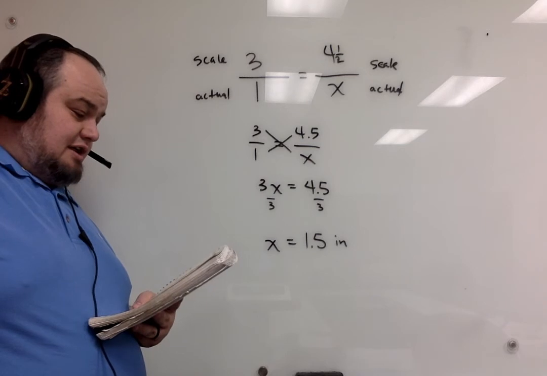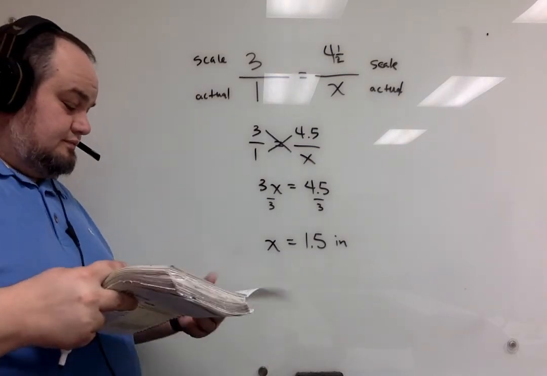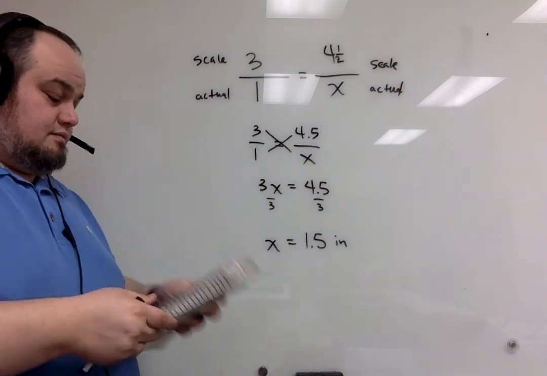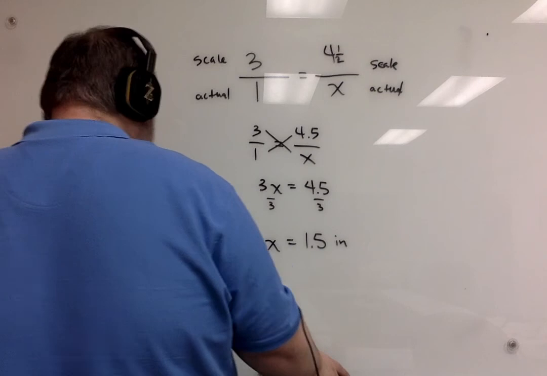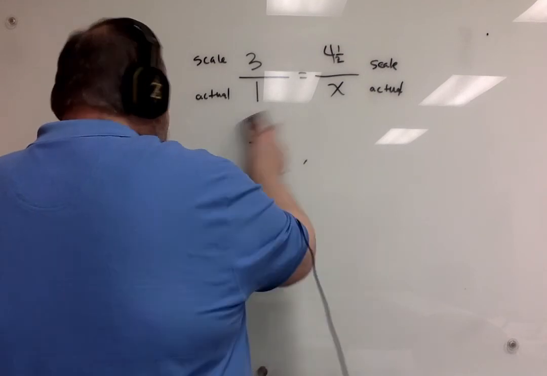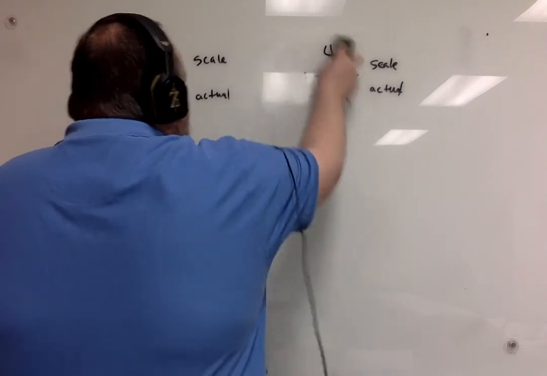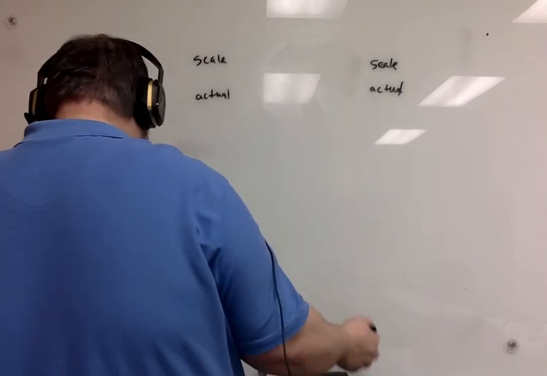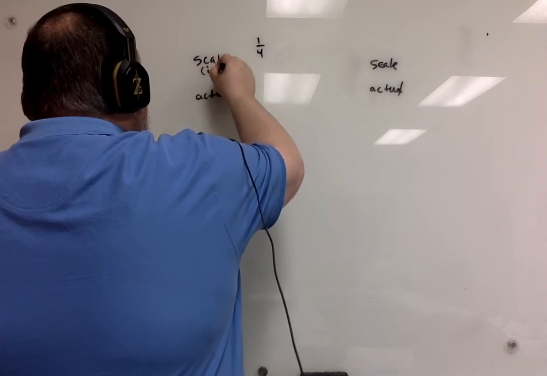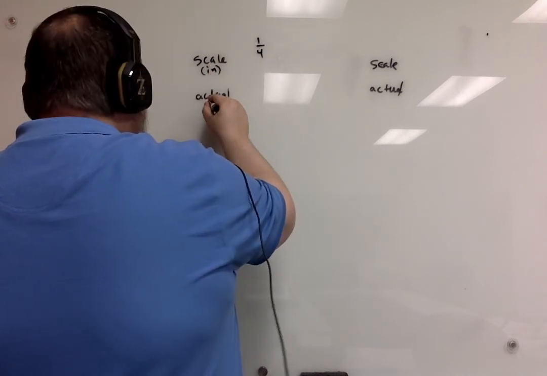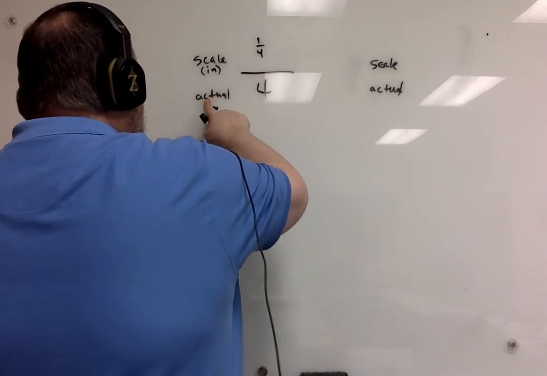Okay, let's look at another example. So let's say that it gave us a map, and it told us that the scale on the map was 1/4 of an inch, so this is inches, is equal to 4 miles over 4, and this is in miles.